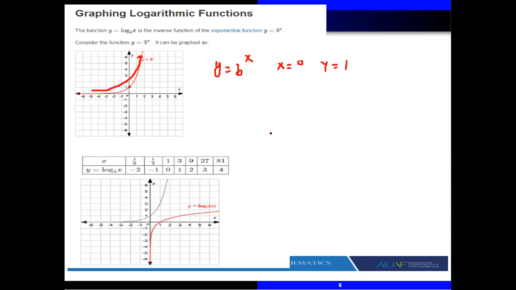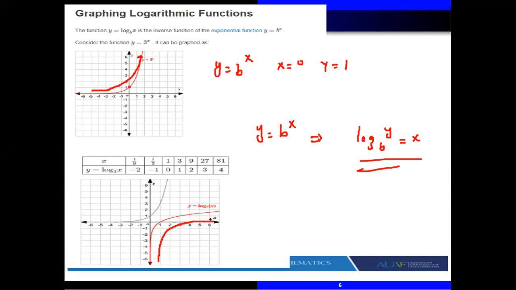Okay, we have y equal to b to the power x. So how can we write this in log form? We can write log of y at the base of b equal to x. When you draw the graph, it will be on the opposite side because this one is the inverse.